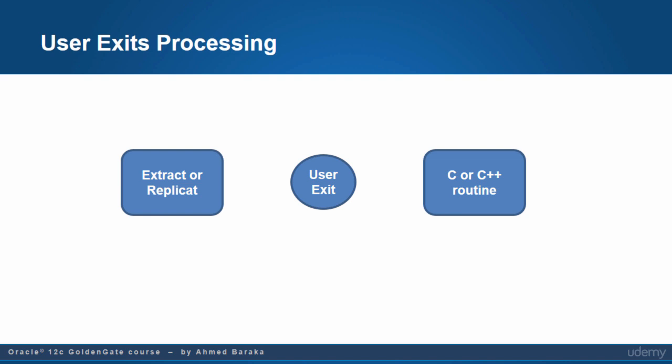This diagram illustrates the process flow when you use the user exit. A GoldenGate process, which could be either an extract or a replicate, will use the user exit as an interface between the process and the external routine. The GoldenGate process sends the data to the user exit. The user exit passes the data to the routine. The routine processes the data and returns a response to the user exit. The user exit sends back the response to the extract or replicate.